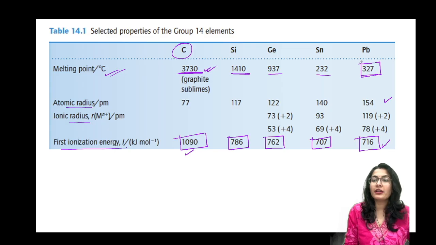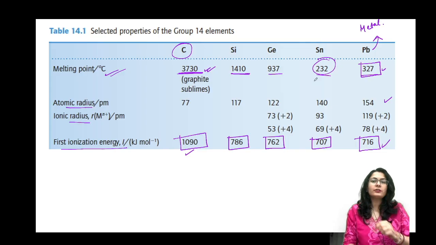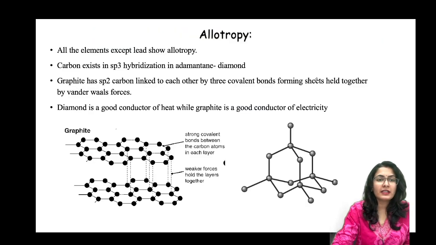See, lead now becomes a metal. So metal has a better packing. That's why it is going to be stronger than tin. Okay. So just normal things.